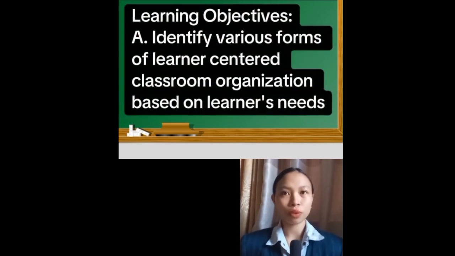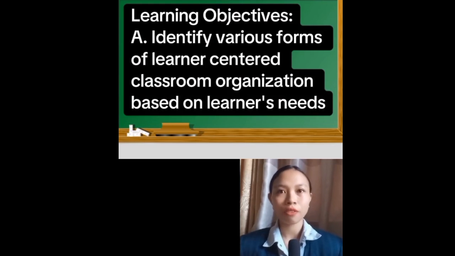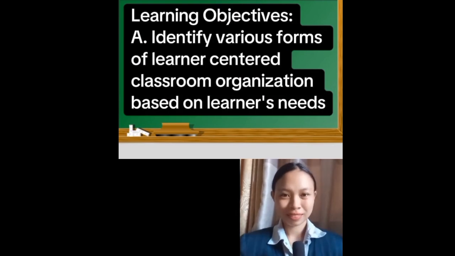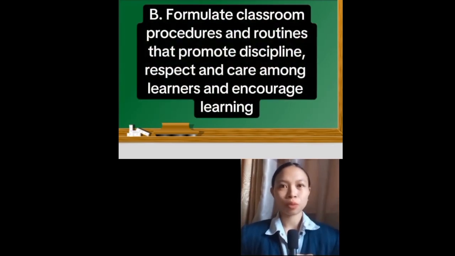Okay, so here are the learning objectives. At the end of the unit, the PTC can identify various forms of learner-centered classroom organization based on learners' needs. Formulate classroom procedures and routines that promote discipline, respect, and care among learners and encourage learning.